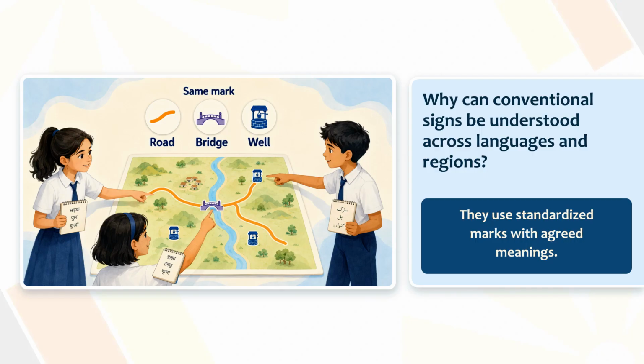Look at the readers and the repeated marks. Why can conventional signs be understood across languages and regions? The common form provides the clue. They use standardized marks with agreed meanings. The same sign can be recognized by different readers. Next, we will examine the color conventions used on the chapter maps.